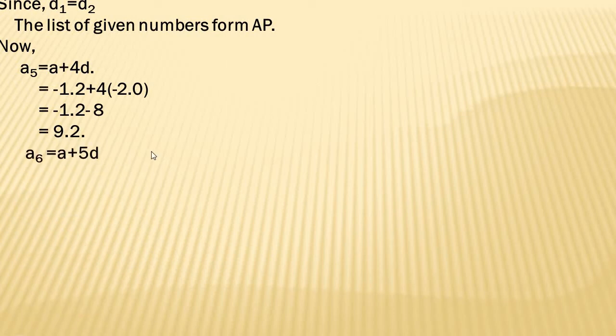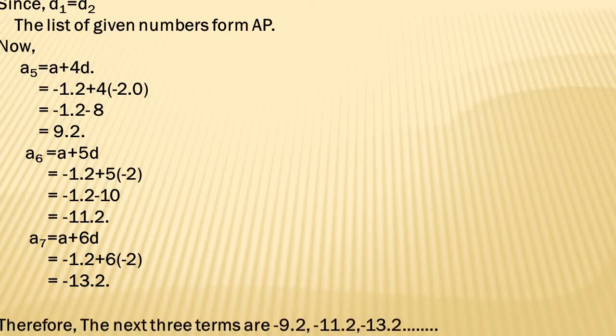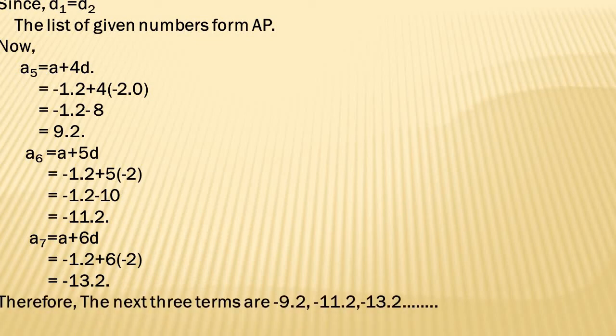Again, A plus 5D. Be careful. Again, you get minus 11.2. Minus 1.2 minus 5 2s are 10. So you get minus 11.2. In the same way, the seventh term: 6 2s are 12. Minus 1.2 minus 12 is minus 13.2. In the same way, we found the list of numbers, we checked whether it forms an AP or not, and then we found out the next terms in the AP. So this is how you solve this type of problem.